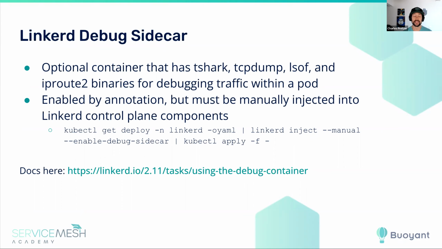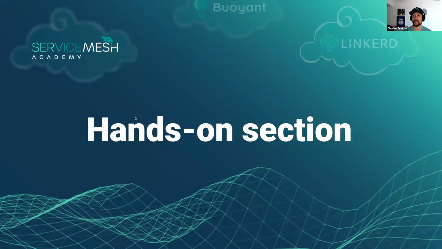Oftentimes, actually all the time, it's between the Linkerd proxy container and the service container within the same pod. So we're looking a lot of times at just that localhost traffic that's happening within a pod itself, between two containers. There's a link here for you to explore more. Again, really powerful tool. And we mention it here because we're talking about overall toolkits and what's available to us. So with that, let's jump into the hands-on section.